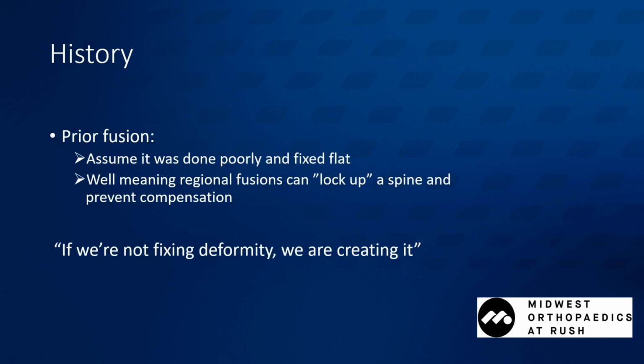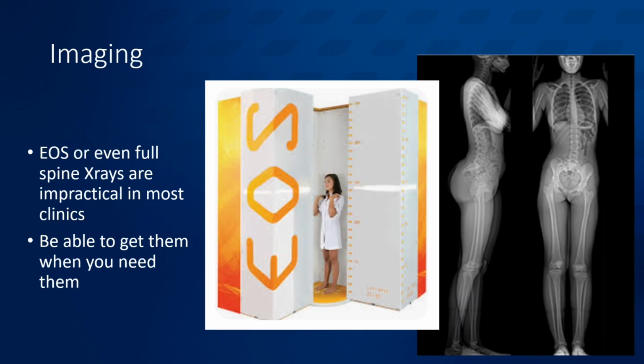Really take a good history about their prior surgery. I tend to assume prior surgery was done poorly. I hate to say that, but there's so much sagittally poor surgery done out there that it's just so common, and I think you have to be on the lookout for it. If we're not fixing deformity, we are creating it, of course.